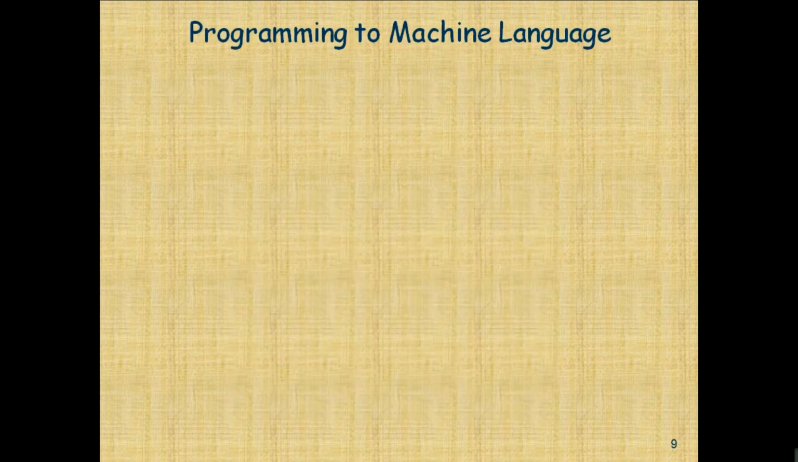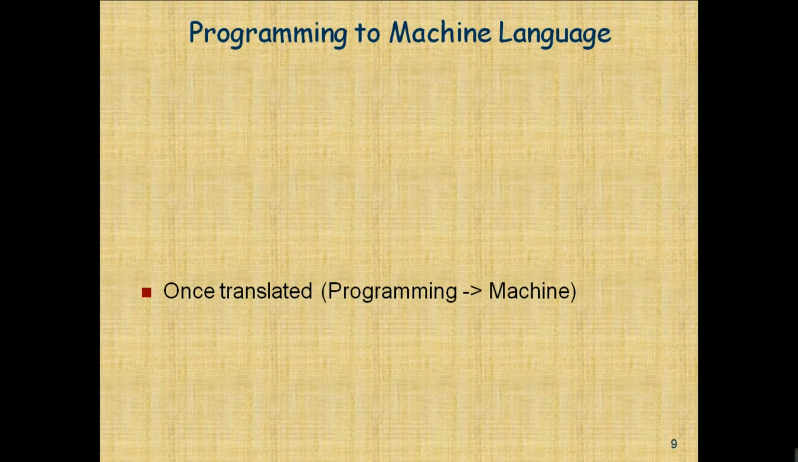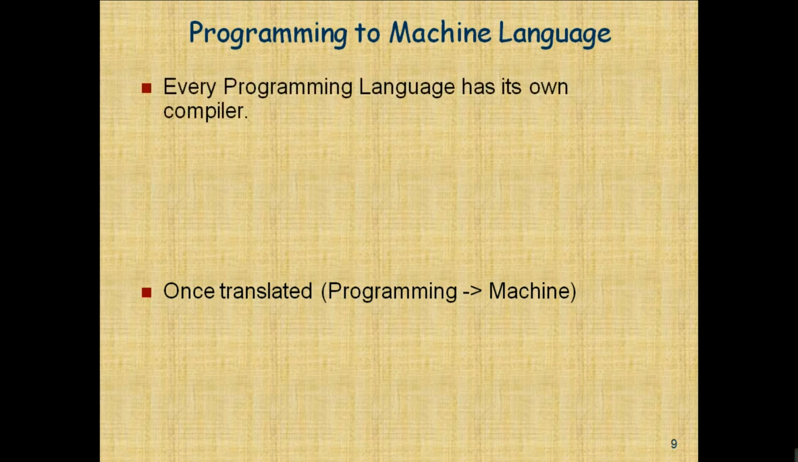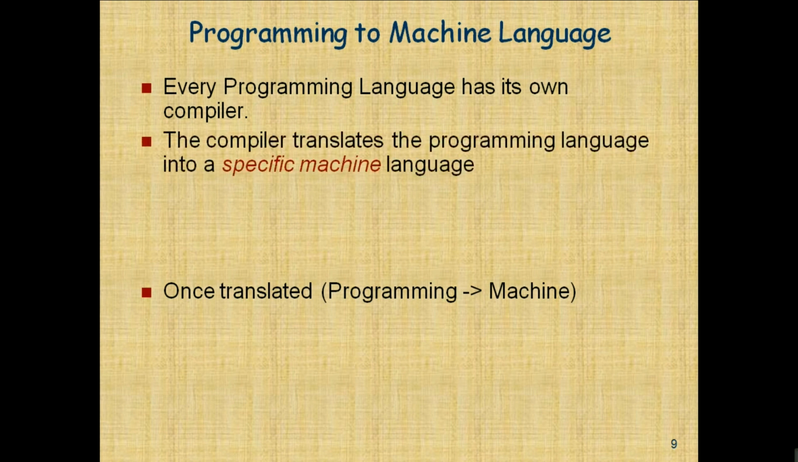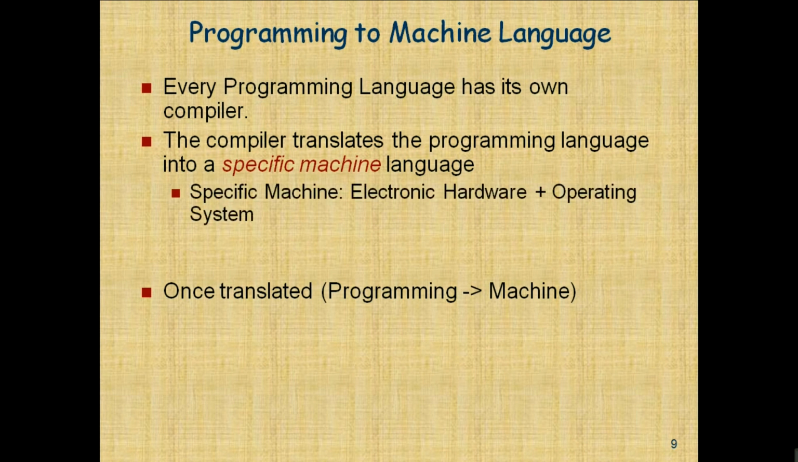Next one. So we got some information about what computer is going to understand, what computer is going to provide to the user. Now we can discuss about programming to machine language. Once translated the program to machine language, we will discuss about this. Every programming language has its own compiler. What is the duty of compiler? The compiler translates the programming language into a specific machine language, right? Specific machine is nothing but electronic hardware plus operating system.